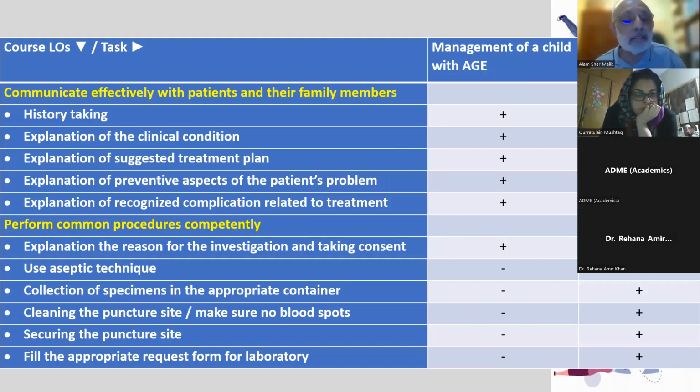On the other hand, if the learning outcomes are related to procedures, for example, perform common procedures competently, here we have given the example of collection of a blood specimen. If I can reduce the size a bit.